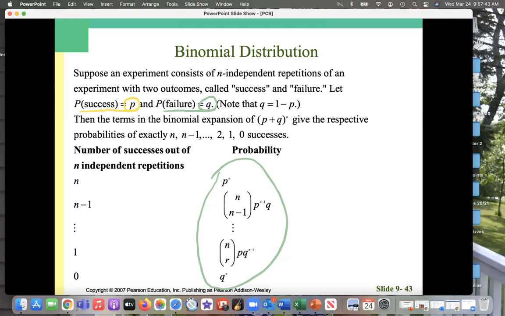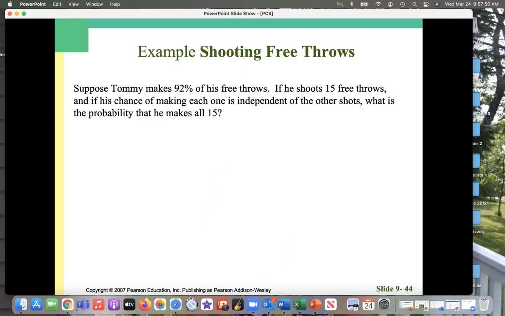All right, so how do we use that in a problem here? This is going to be similar to what we saw yesterday, I think, but anytime that there's success or failure, yes or no, we can do that. Suppose Tommy makes 92% of his free throws. It's a free throw problem again. We don't have to always use free throw problems, but we're doing this here. If he shoots 15 free throws and if his chance of making each one is independent of the other shots, what is the probability he makes all 15?